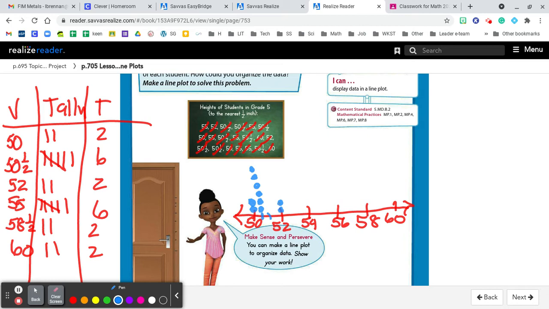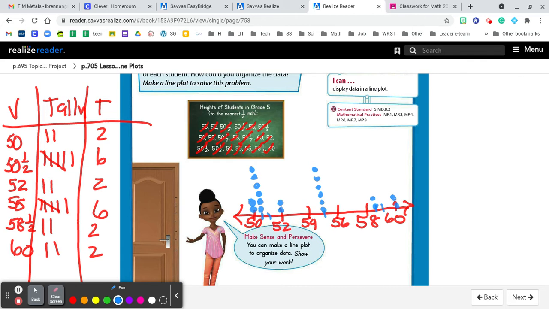55 is going to be between 54 and 56. I'm going to put 6 for that. 1, 2, 3, 4, 5, 6. It should be the same height as the other 6. 58 and a half. Remember, between 58 and 60 is 59. 58 and a half will go in between there. 1, 2, and 60, I have 2.